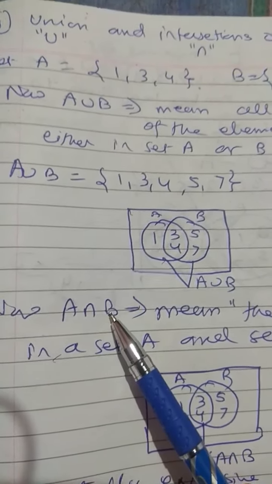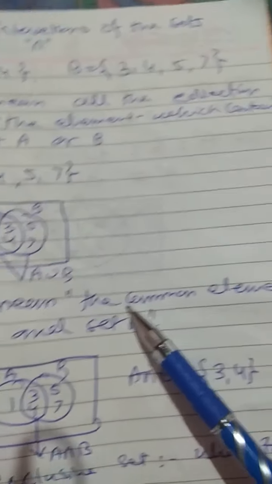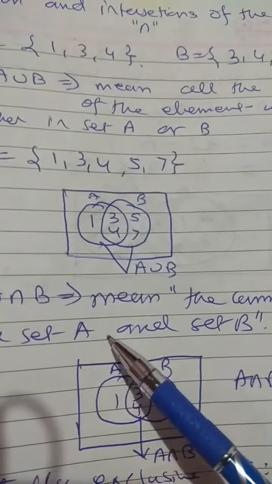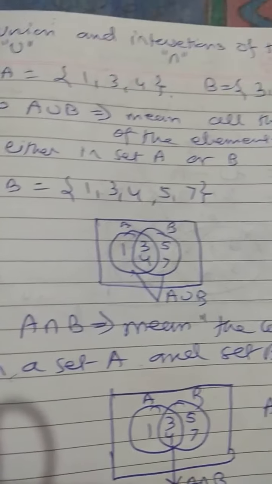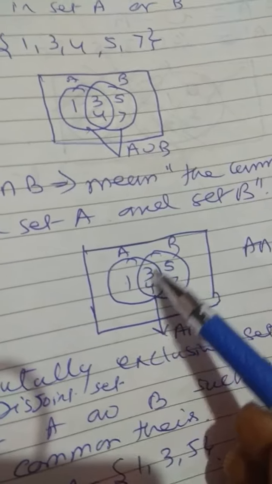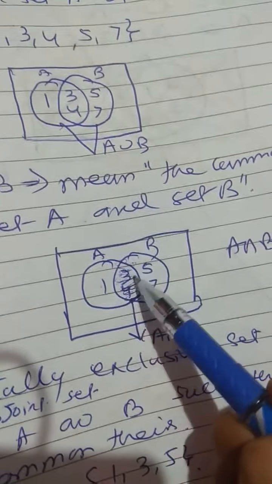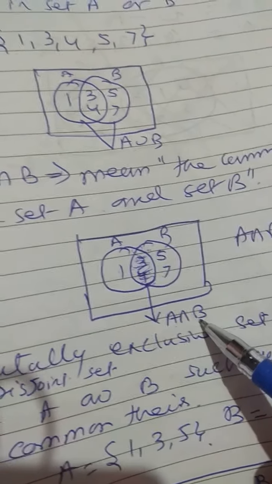Next one is A intersection B. What is the meaning of A intersection B? The common elements in set A and set B are called the intersection of it. Like that, we have 1, 3, 4 in set A, we have 3, 4, 5, 7 in set B, and the common elements are 3, 4. That part is represented by A intersection B.